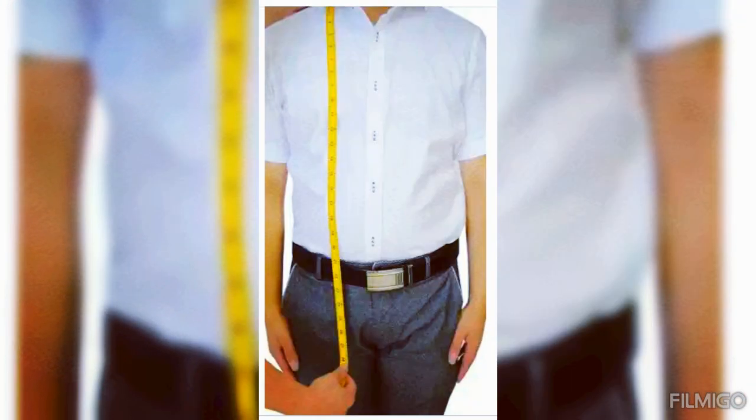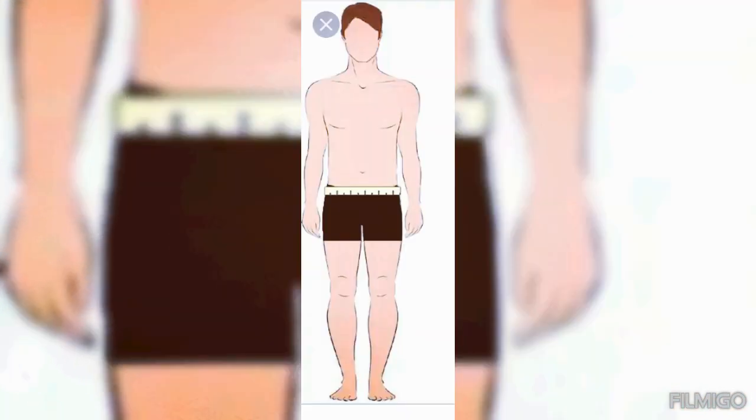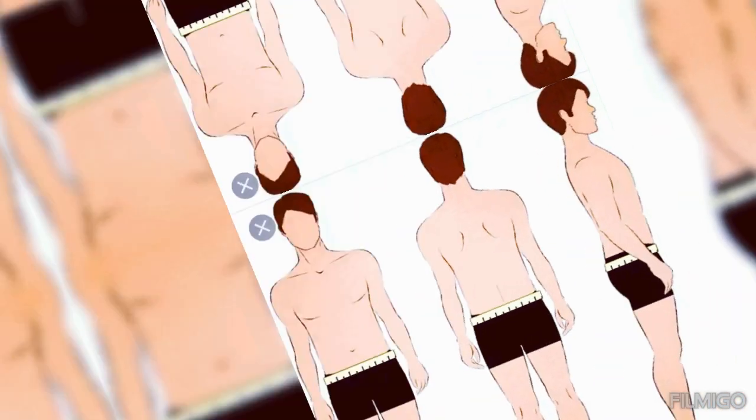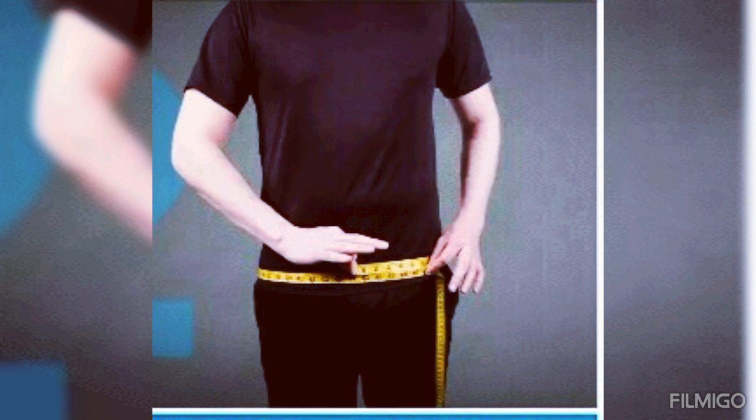Now the length you measure from top of the shoulder down towards the crotch to the desired length. Waist measurement, measure around the narrowest part of your torso where the pants are normally worn. Now the hip, measure along the widest part of your buttock, along the largest part of your seat.